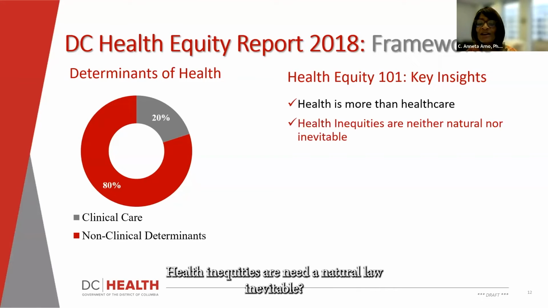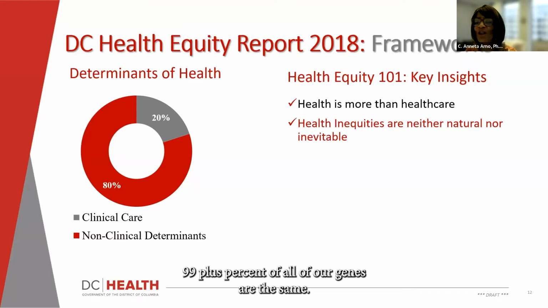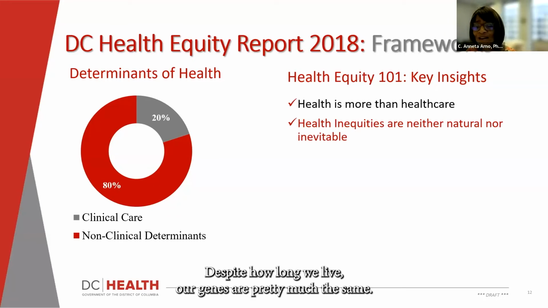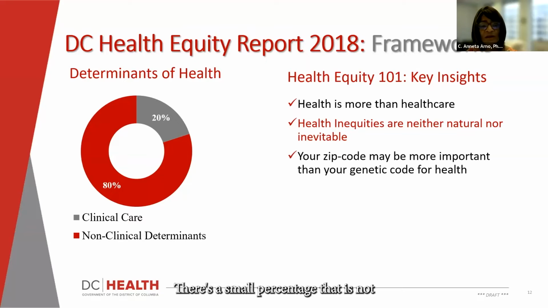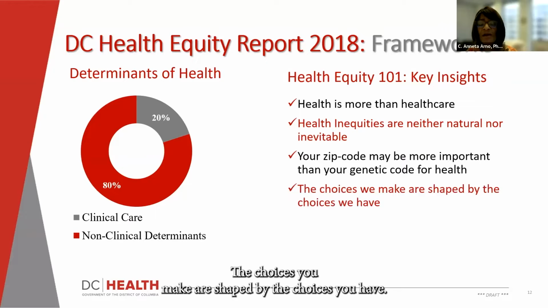Health inequities are neither natural nor inevitable. 99+% of all of our genes are the same, despite what we may look like, right? Despite how long we live, our genes are pretty much the same. There's a small percentage that are not. Your zip code may be more important than your genetic code for health. The choices you make are shaped by the choices you have.